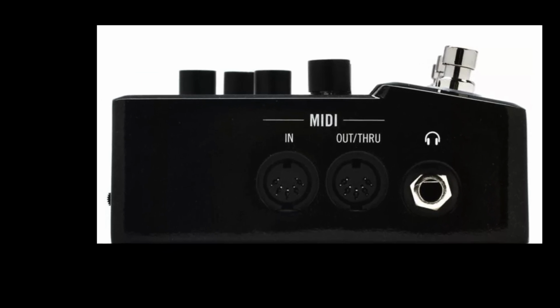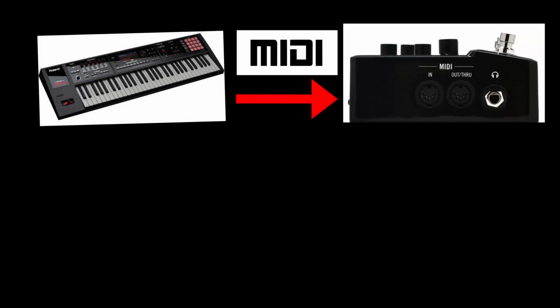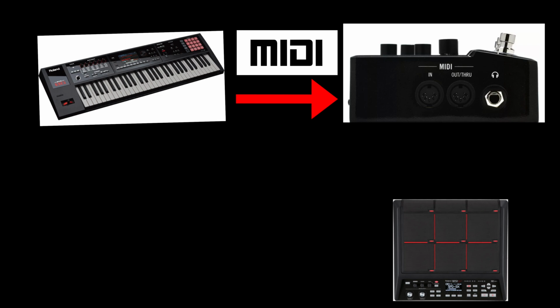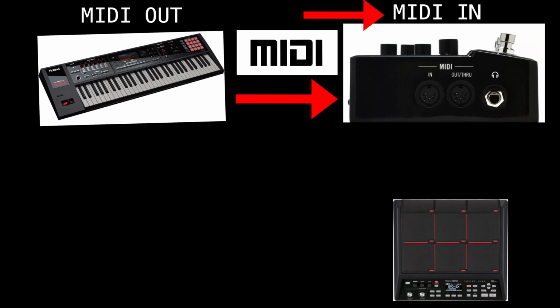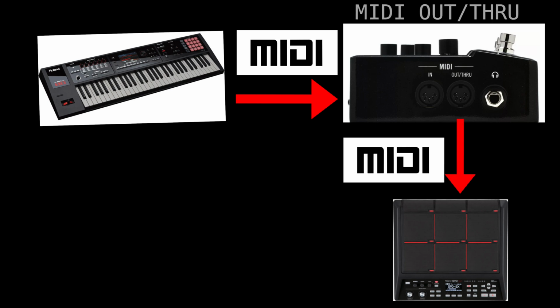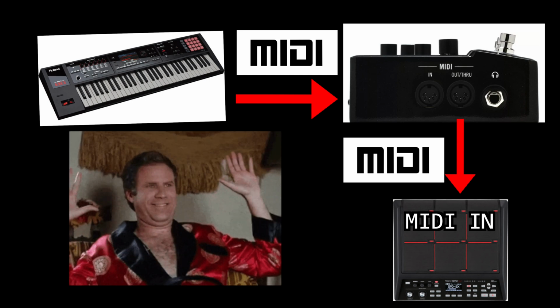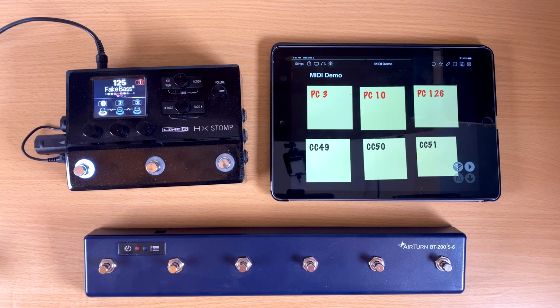Say in that situation where I sent MIDI from my keyboard to my HX Stomp, and then I wanted to keep sending that signal and daisy chain it and send it to my drum sampler, for example, I would go MIDI out of the keyboard to the MIDI in of the HX Stomp, and then the MIDI out/through out of the HX Stomp into the drum sampler. That would daisy chain them together, which is actually how I do it live. The second way to do this is by MIDI over USB, which is becoming more and more popular.